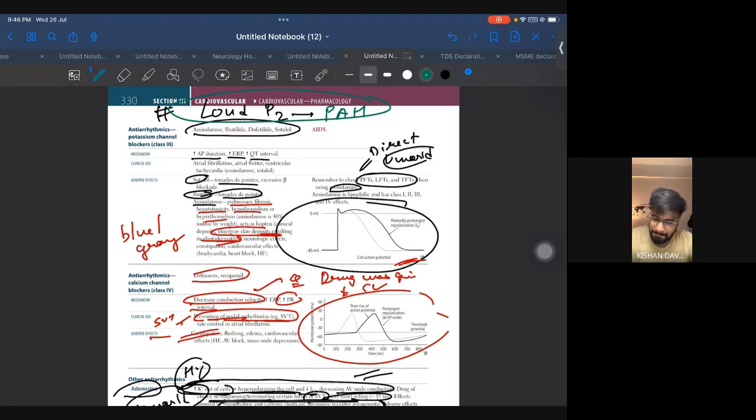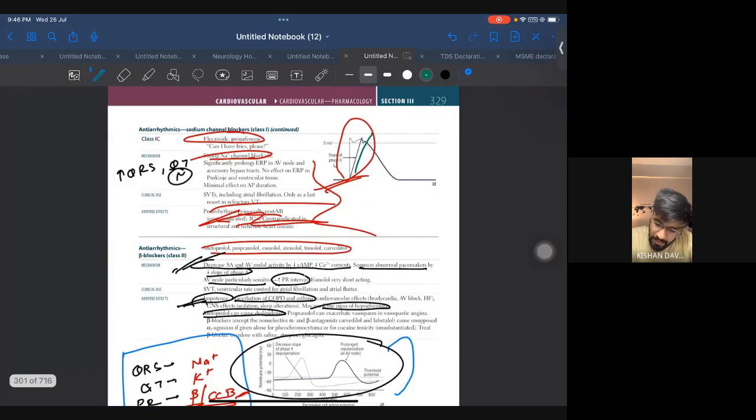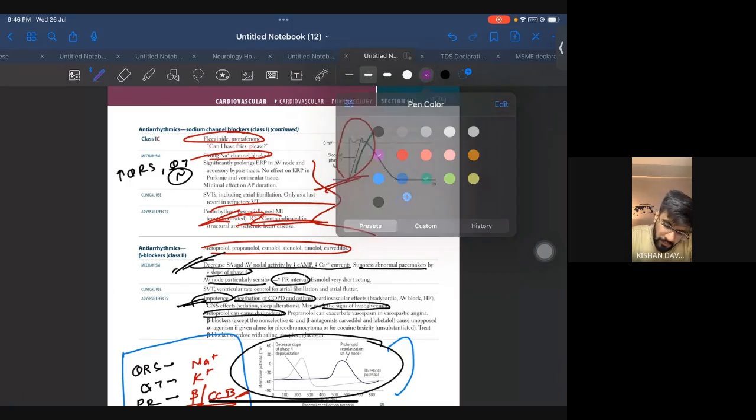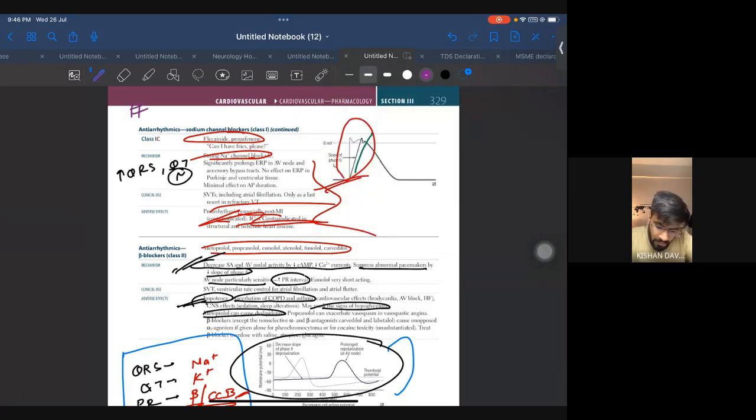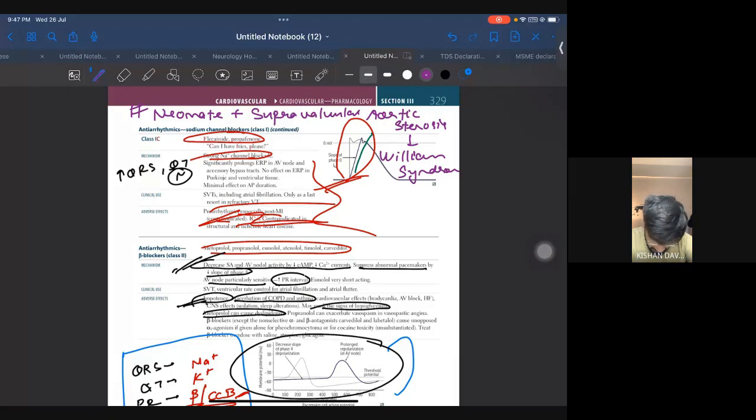Another thing, I'm writing over here. Neonate plus supravalvular aortic stenosis: Williams syndrome. Okay, Williams syndrome.